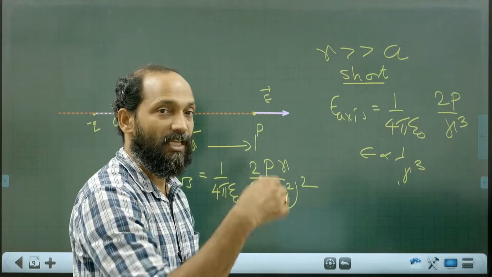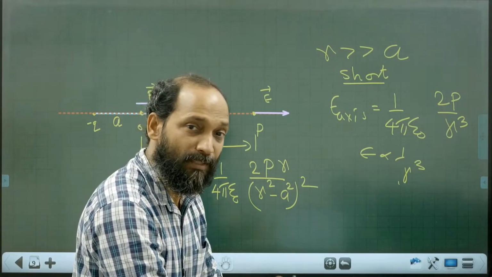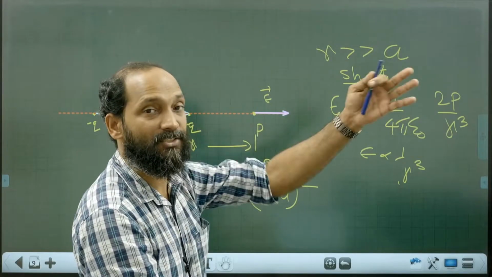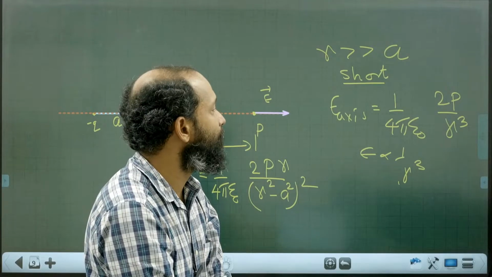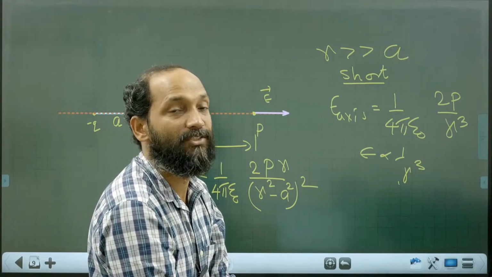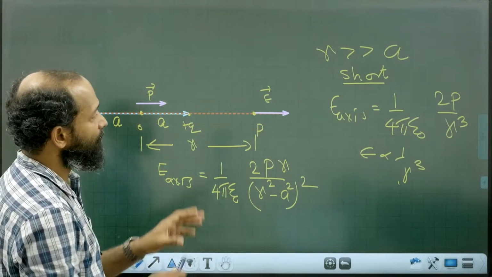Then the distance has become half. Distance halved along the axial line, field reduced by a factor of 12.5% when distance is doubled. That concept is important. So these things are to be noted.